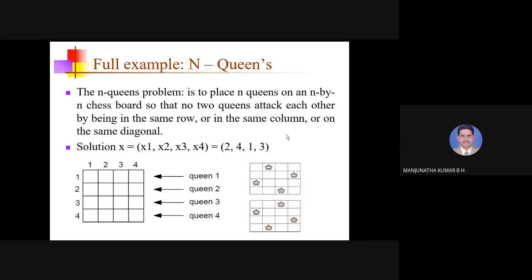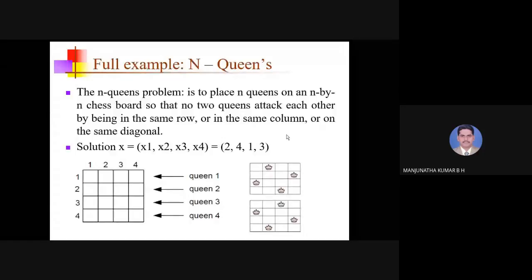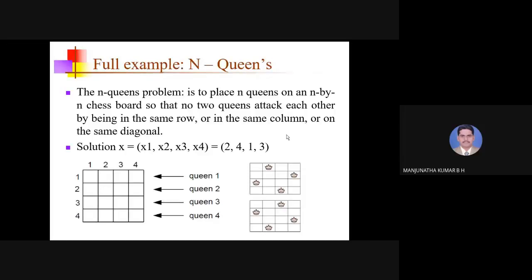Can I place the third queen in the first column? No, not possible, because the third queen attacks the second queen in the column. Can I place it in the second column? No, it attacks the second queen in the diagonal. Can I place the third queen in the third column? Not possible, because it attacks the first queen in the same column. But I can place the third queen in the fourth column; it's not violating the constraints now. Now search for a place for the fourth queen. The fourth queen can be placed in the second column. So this is the problem statement and introduction to the four queens problem, that is, n queens where n is four.